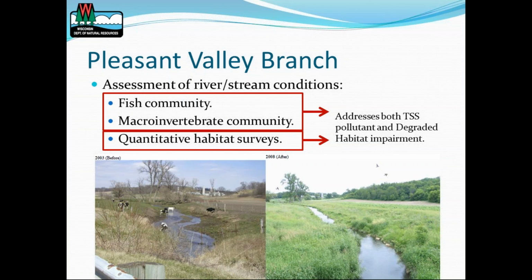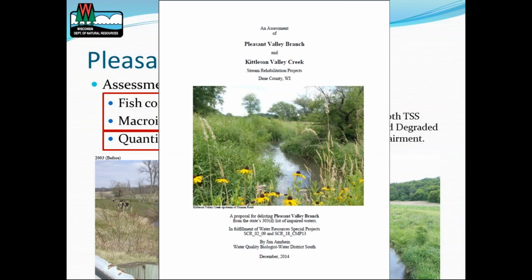So this water body was delisted in 2016. And prior to that, one of our regional biologists wrote up the assessment of Pleasant Valley Branch and Kittleson Valley Creek and proposed Pleasant Valley Branch for delisting based on all of the information he had found. And this document is used as a reason for the delisting.